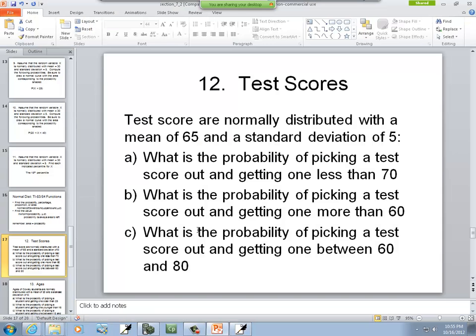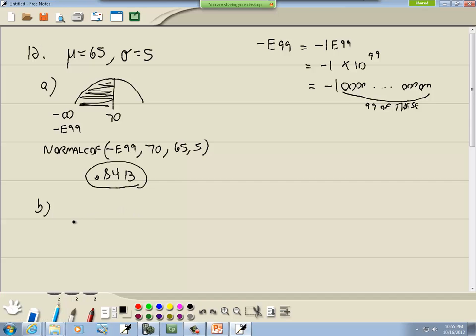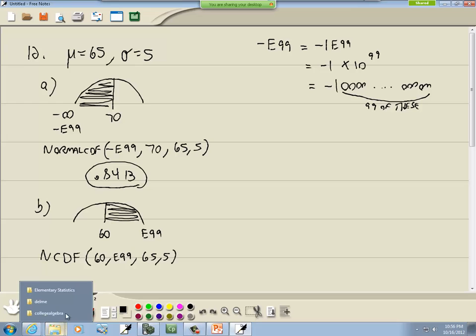Let's look at B. What is the probability of picking a test score out and getting one more than 60? Well, here's 60. More than is shaded to the right. Well, if this is 60, then this is positive infinity in here, and we do positive infinity by E99. So I'm going to abbreviate this just as NCDF for normal CDF. And we'll put in 60, E99, our mean, which is still 65, and our standard deviation, which is still 5.